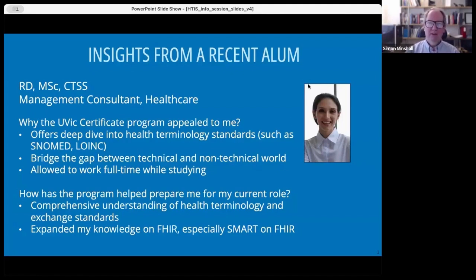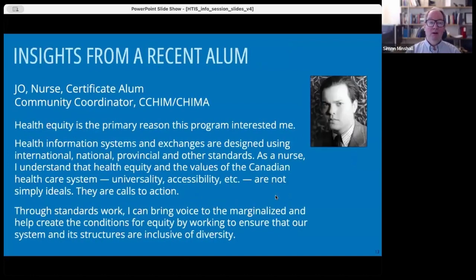Okay, so it's a kind of interesting position to be in. Okay, so the program helped them because it gave them a complex understanding of the terminology system used in healthcare and the interoperability aspect of it as well. And it introduced them and expanded their knowledge on the Fast Healthcare Interoperability Resource, FHIR, specifically for this person, SMART on FHIR, which is very good as well. We have one more. Probably going to skip this one in lieu of leaving time for more questions as well.